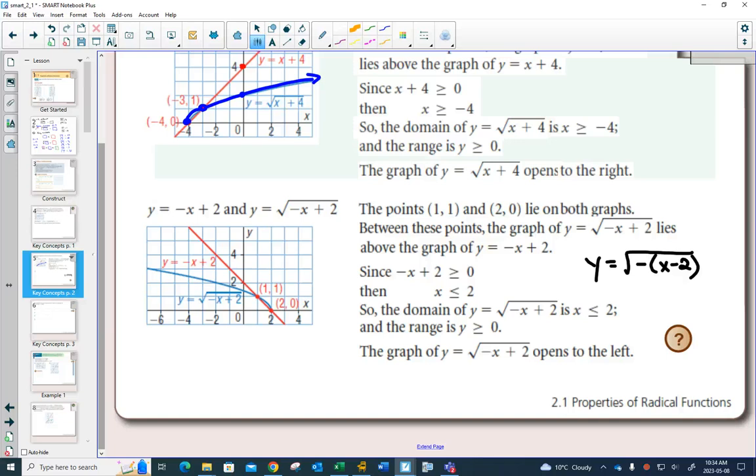How do I graph negative x plus 2, which is in red here? Well, that has a y-intercept of 2 and a slope of negative 1. This is what it looks like. Is it easy to find out where it's equal to 0 and where it's equal to 1? Not bad at all from the graph.